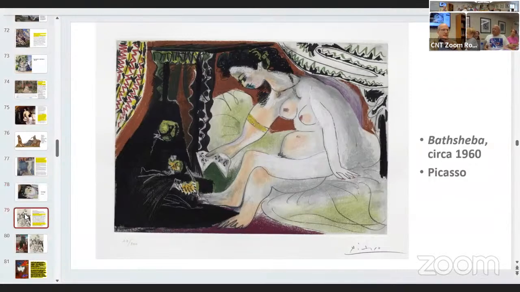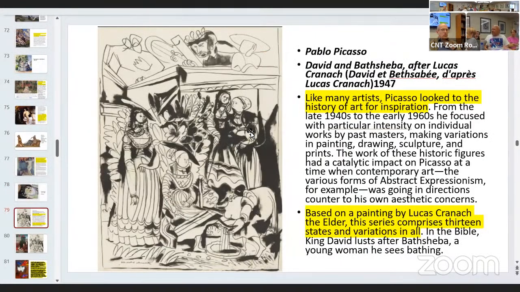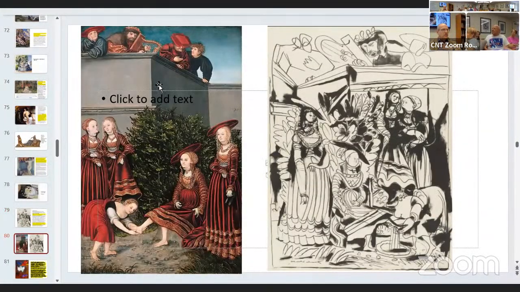Let's move on to the next Picasso, which is based on a painting by Lucas Cranach the Elder. This is like a medieval picture, a famous Bathsheba and David picture, where you see the classic David playing on his violin, and his servants and consultants. And here's Bathsheba, and this is Picasso's take on the right side, which is also very interesting.